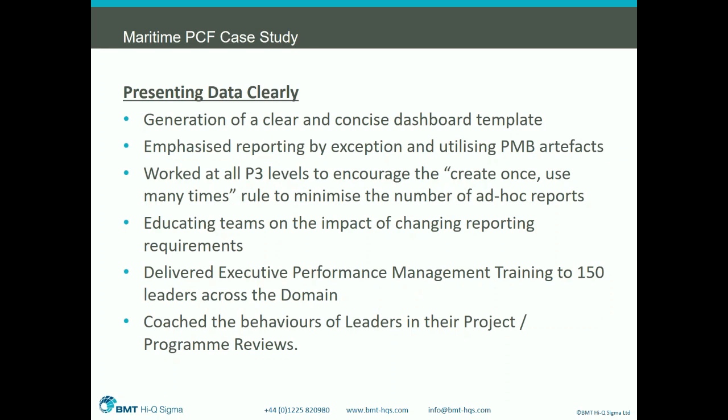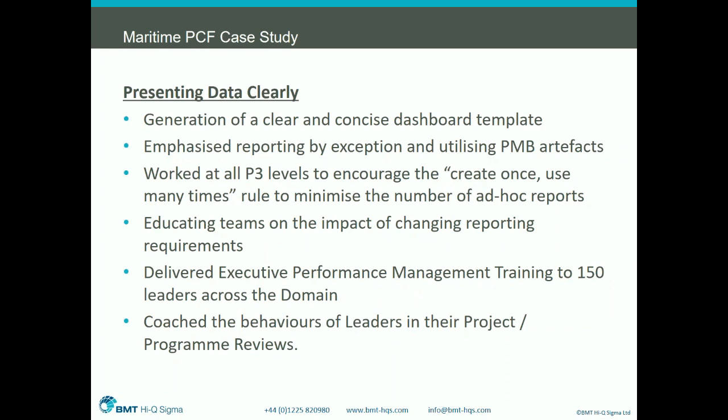Next, we're looking at emphasizing the reporting by exception and utilizing those PMB artifacts that we have. So we're trying to get rid of that top 10 risks concept that was entrenched in almost every project. They generally see it as they have to populate the dashboard because there's gaps left in the table. Now they're starting to realize the value of their project controls artifacts because they can see how they can use it. And they're starting to understand that capturing project information is not the same as managing it.